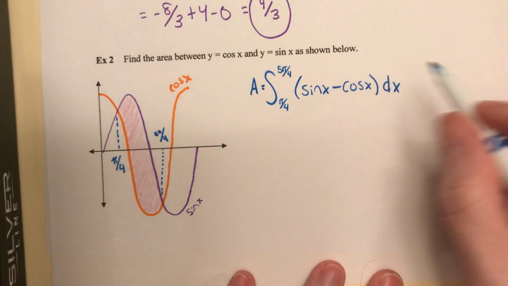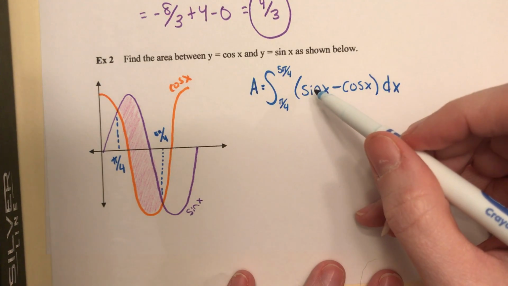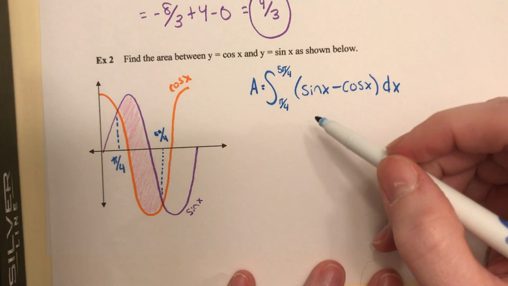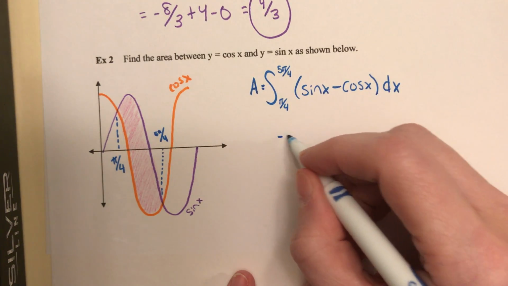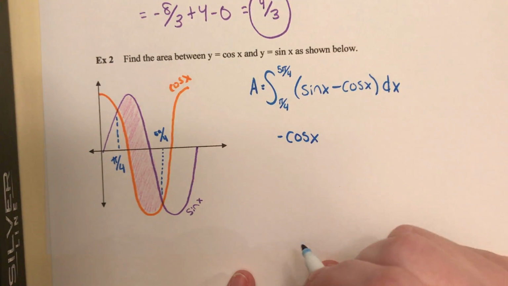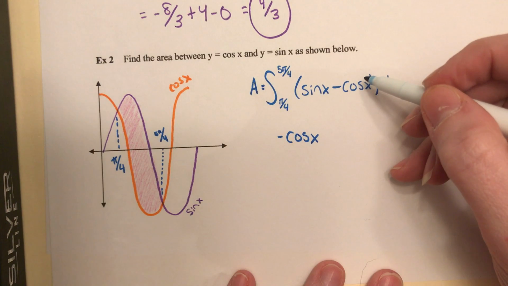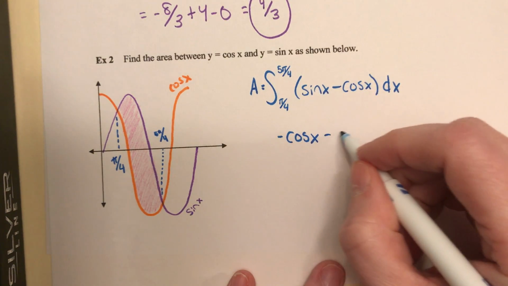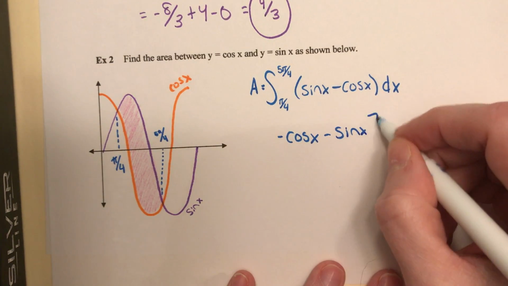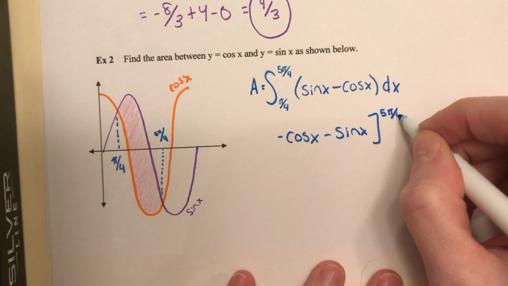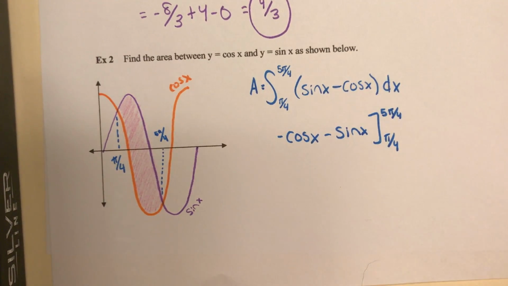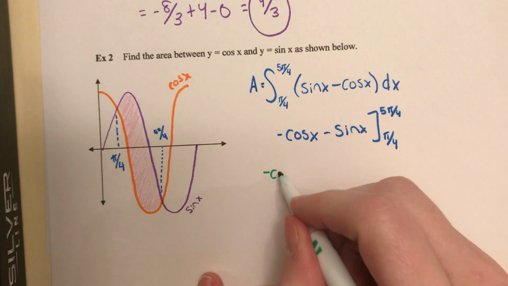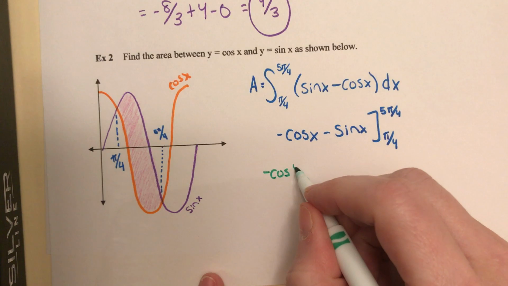So I got to think backwards. So what derivative gives me sine? So the derivative of cosine is negative sine. So if I want positive sine, my answer is going to be negative cosine. And the derivative of sine is cosine, so negative sine would be negative cosine. Okay, so now we're ready to plug in. Top minus bottom. So I'm going to plug in 5 pi over 4 first.